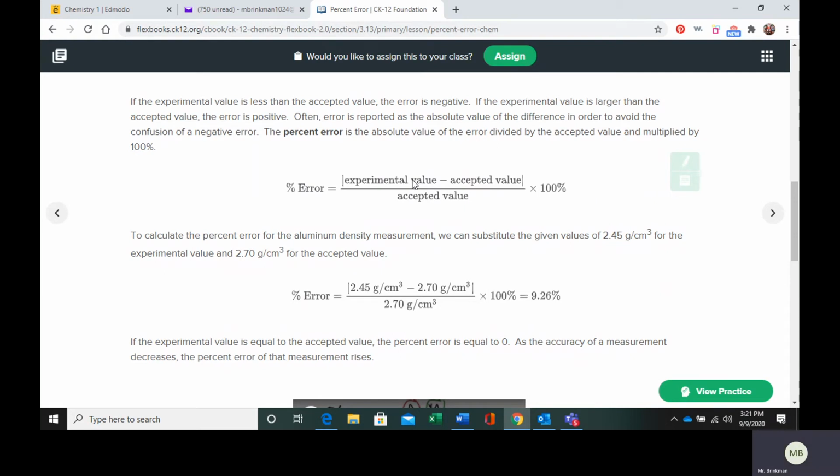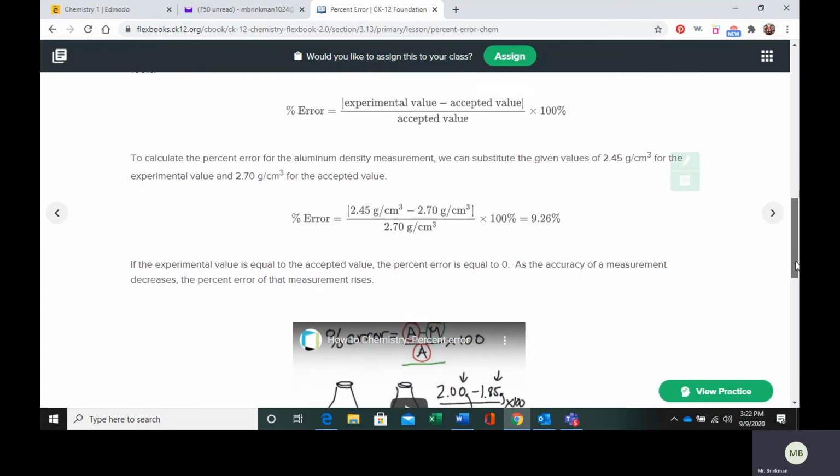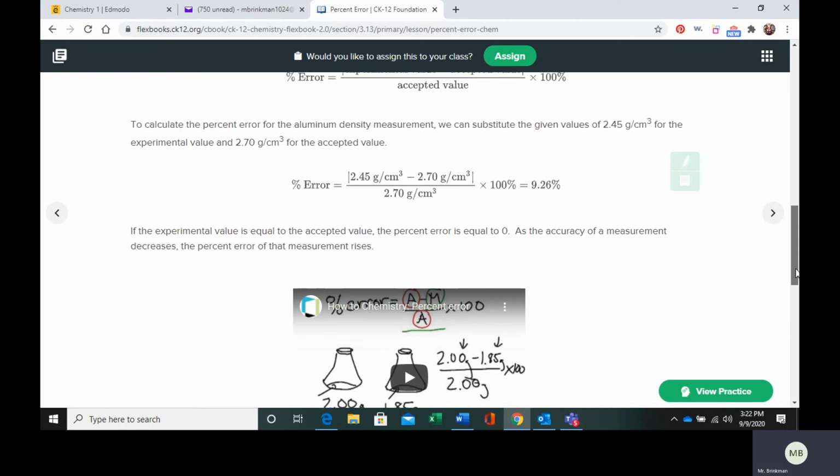To get the percent error from our aluminum density experiment, we can put 2.45 in for the experimental value, 2.7 in for the accepted value, and then we divide that by 2.7, multiply it by 100, we get 9.26%. That is our percent error. That is how much our experimental value differed from the accepted value.